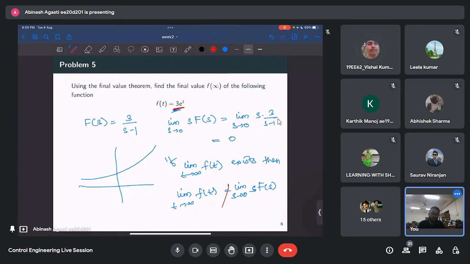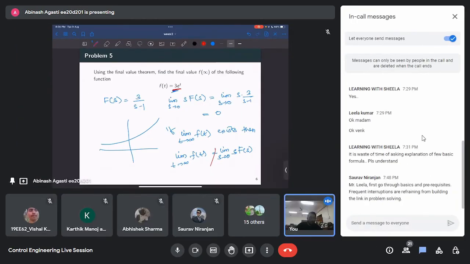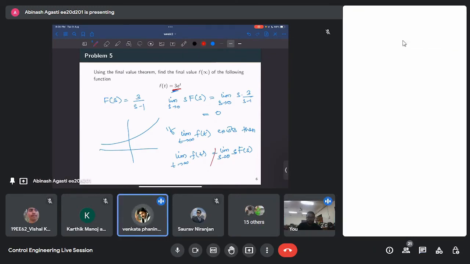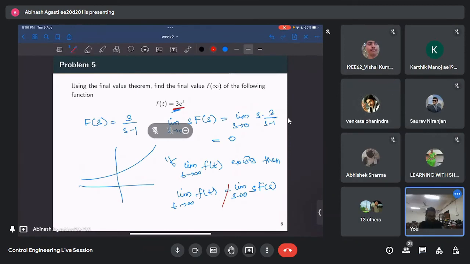Yes, sir. It's clear. Good. So you have to verify that whatever limits we are equating, those two limits have to exist. If they exist, then only we can say that they are equal.